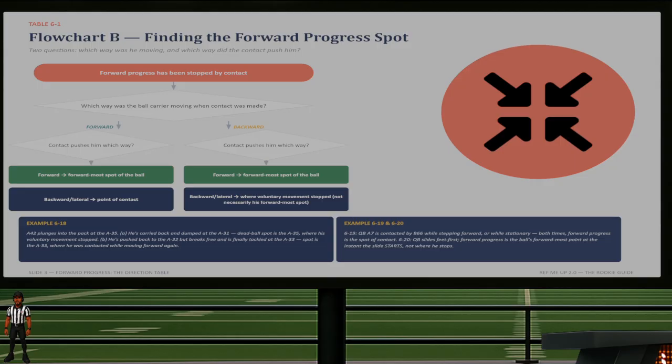Now examples 619 and 620, both involving quarterbacks. In 619, quarterback A7 is contacted by B66, either while stepping forward or while completely stationary. In both cases, forward progress is simply the spot of contact. And in 620, when a quarterback goes into a feet-first slide, forward progress is the ball's forwardmost point at the instant the slide starts, not wherever he happens to come to a stop.